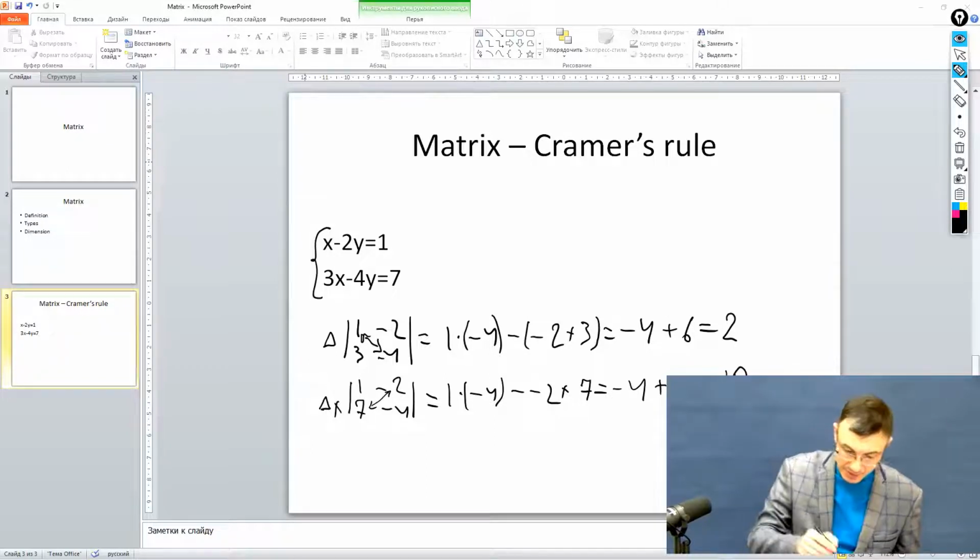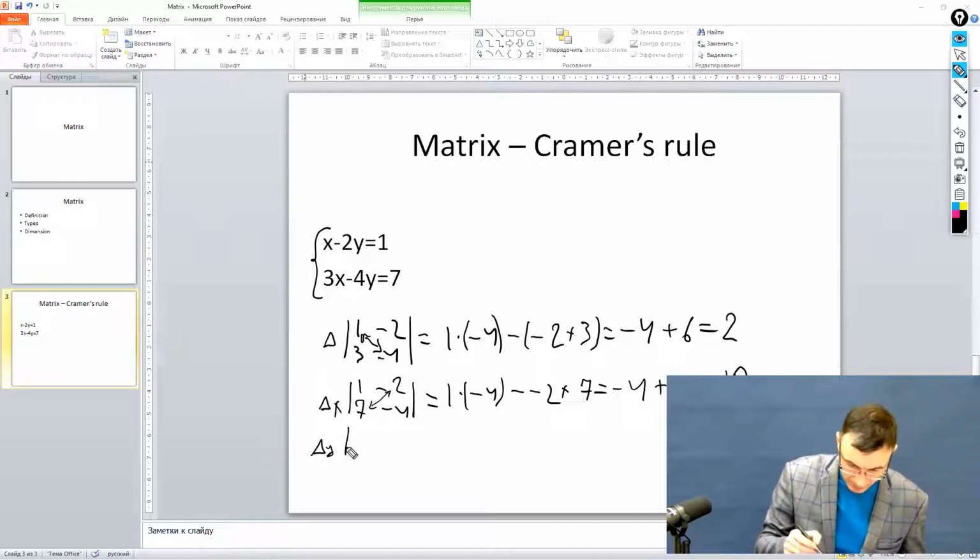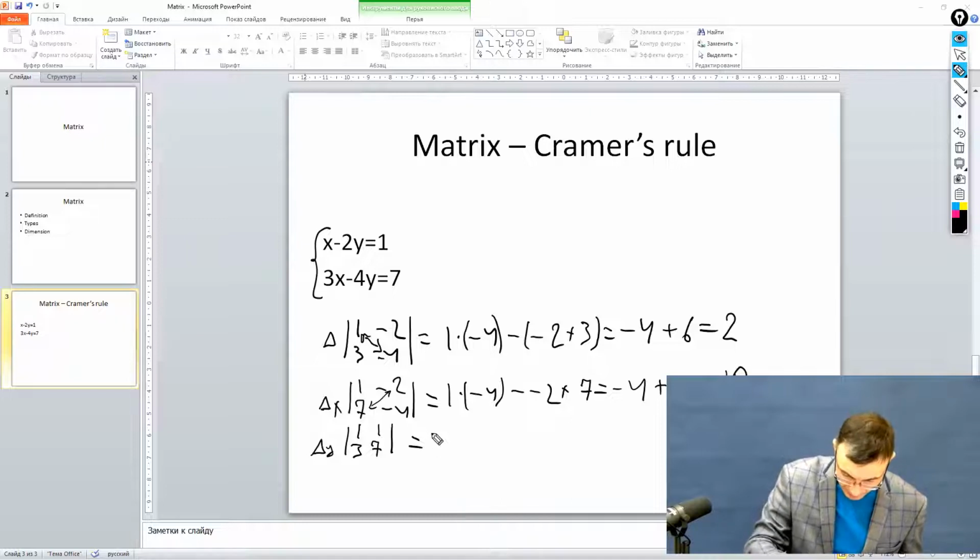And we apply the same for y. 1, 3. Then we replace this column by this column. And we have 7 minus 3, and this is 4.